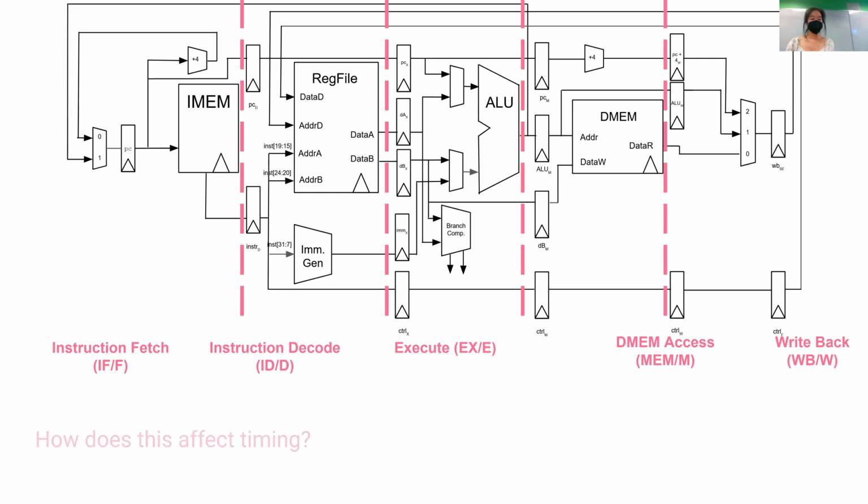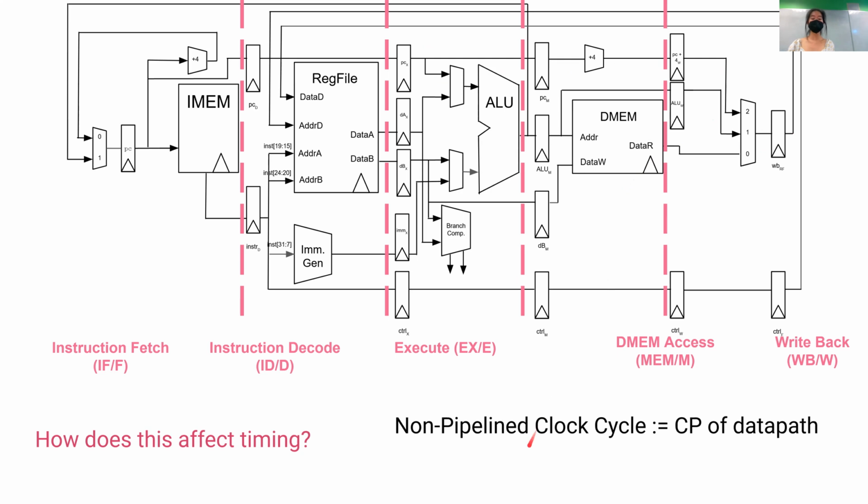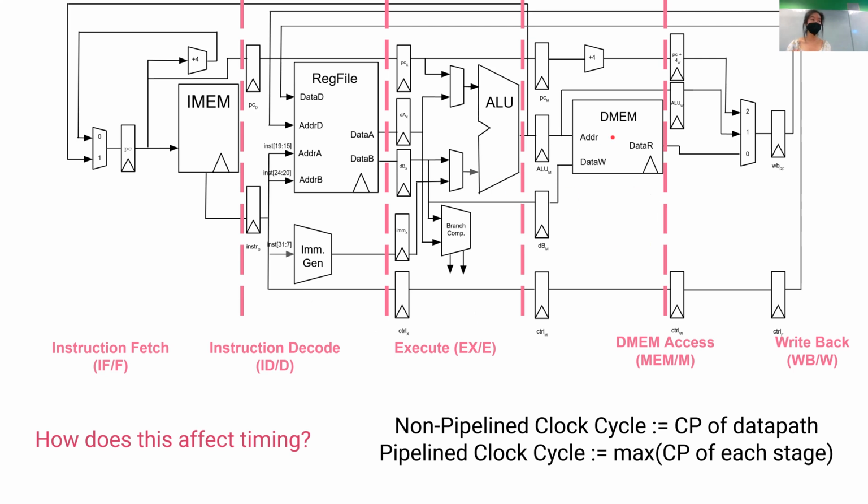Okay. So how does this affect timing? We already talked about this a little bit, but we can see that in a non-pipeline clock cycle, it's the critical path of the entire data path. So again, load word. Sorry if I'm rehashing this too much. It's because it's pretty important to understand why things change. And then the pipeline clock cycle is the maximum of the critical path of every stage. So like I said before, it would be execute or the DMEM access.